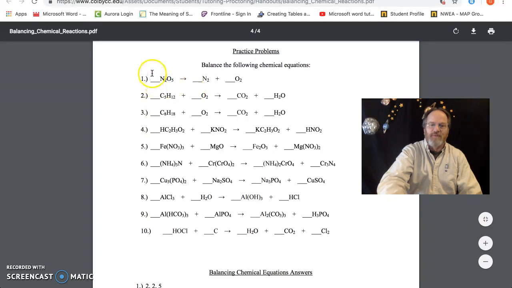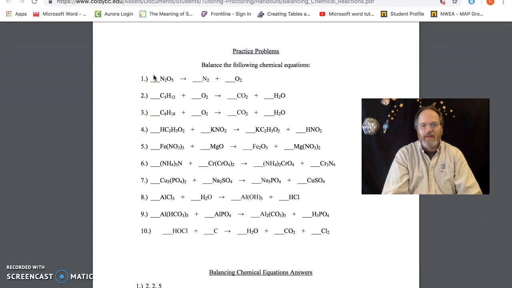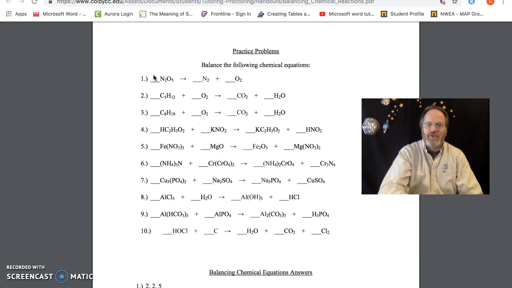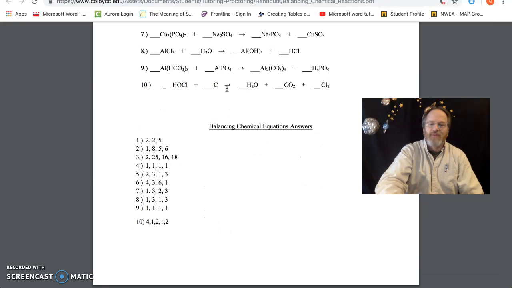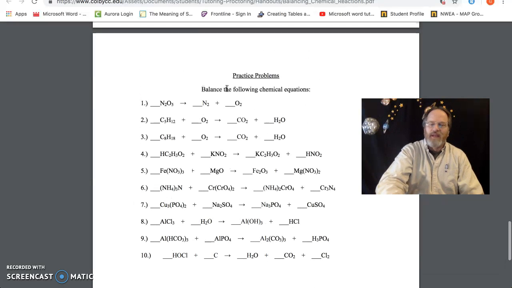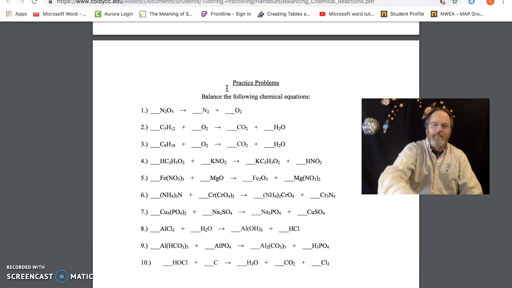Coefficients, you should remember, is the big number that's in front of the atom on one side of the equation. That you can change. The subscript you cannot manipulate. So you're going to make sure there's the same number of nitrogen atoms and oxygen atoms on each side of this equation. The answers are provided down here. Like I said, don't run and just fill those in. You will learn nothing by doing that. Do your best to come up with the proper answers.